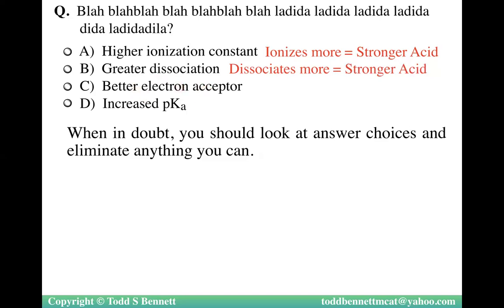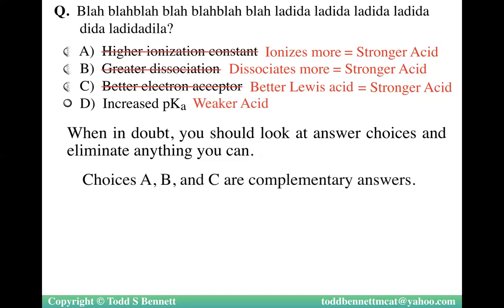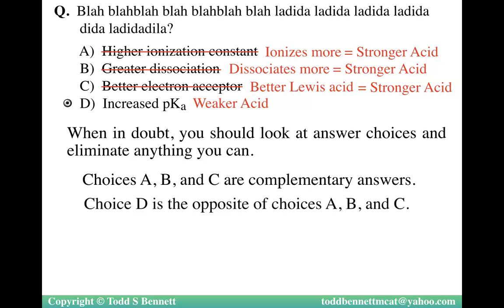If it's a better electron acceptor, it means it's a better Lewis acid. So I'm just going to drop the word Lewis and say it's a better acid. Better acid would mean stronger acid. And then increased pKa, that's just defined as a weaker acid. We just went through that in the list. So if you go through these answer choices, A, B, and C are all the same answer. They're all stronger acid. So I can't pick them all, so it must be wrong. So D must be my best answer.